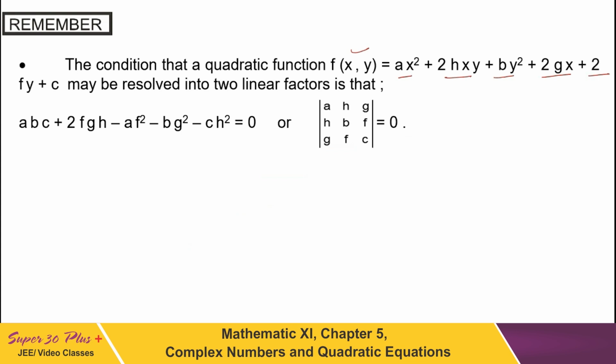What is the meaning of delta? abc plus 2fgh minus af square minus bg square minus ch square, and this can be written in determinant form like this: a, b, c, h, g, f here and h, g, f here is equal to 0. By this method, we can find that this general quadratic expression can be resolved into two linear factors. For that, the delta must be equal to 0.